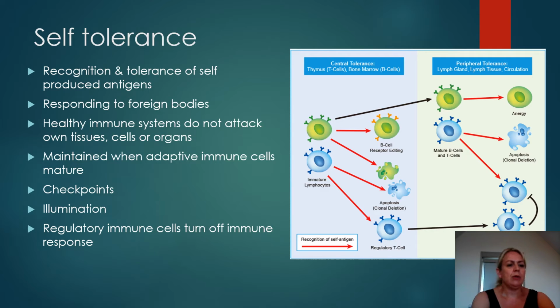Tolerance is maintained when the adaptive immune cells mature and go through a series of checkpoints to eliminate autoreactive cells. If a B cell recognises host cells or a T cell recognises a self-antigen, this cell is eliminated. However, there are many autoreactive immune cells in the human body. These cells have no ability to react or damage a host cell.